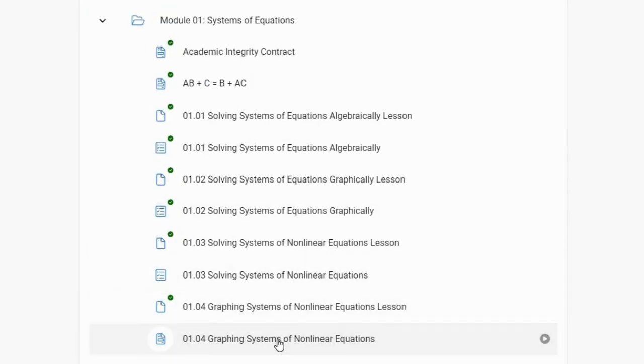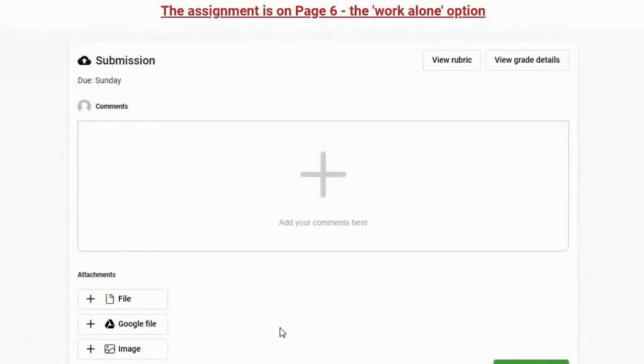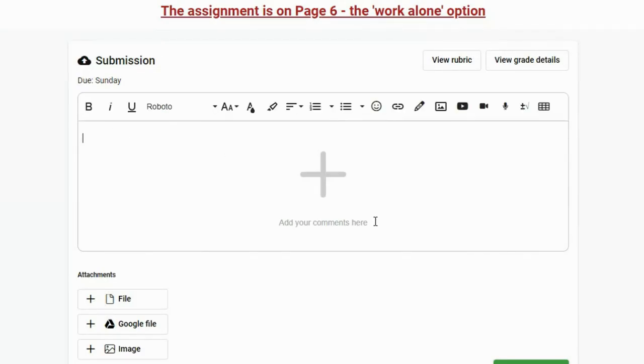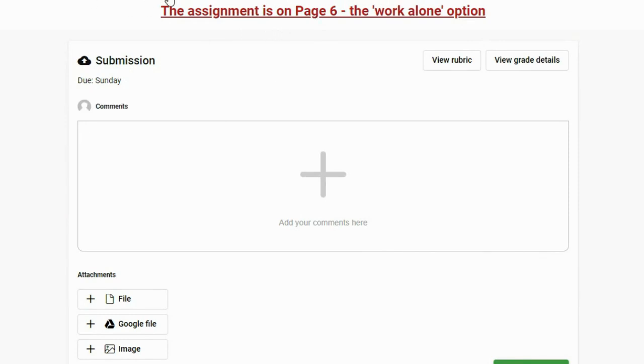So if I go to the assignment, there's nothing there. The assignment's on page 6, the work alone. Submit your assignment based on the instructions. Look, I can submit a file. If I want to attach a file or a Google file, I can attach a file. I can do my work on paper, take a picture of it if I want to. I can do it on Google Doc and just attach it. Or I can type it all up in here and put pictures or whatever I need to do. I can insert images if I have a picture of a graph or something. I can do it all here, or I can attach a file. However you want to do it, submit your work. But let's go to page 6 and see what the assignment is then. So let's go back to the lesson.